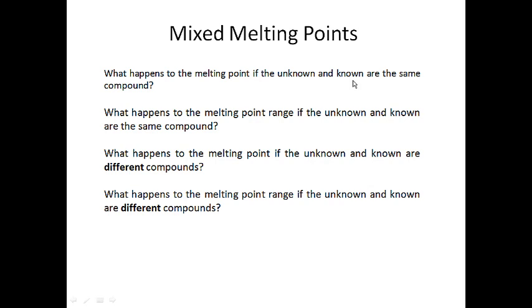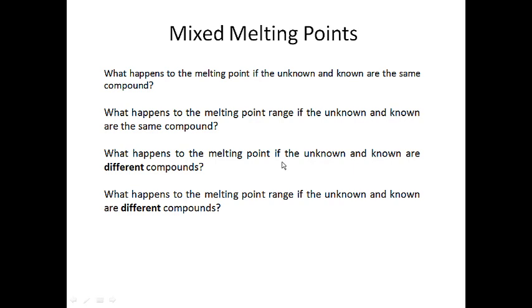So what happens to the mixed melting point if the known and the unknown are the same compound? If they're the same compound, your mixed melting point temperature range, the absolute value, like 53 to 54 degrees, should be the same as what you measured for the unknown. The range shouldn't change.